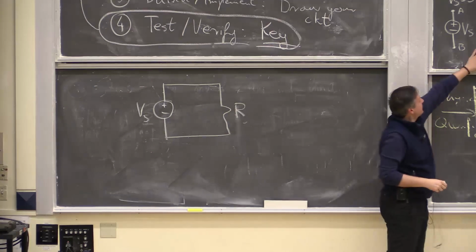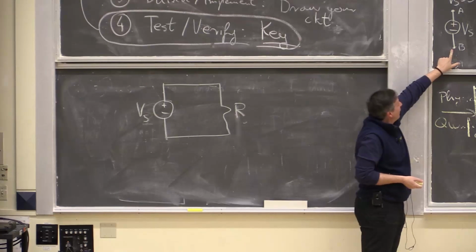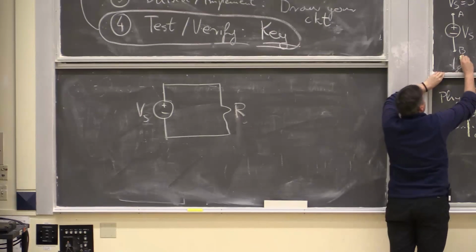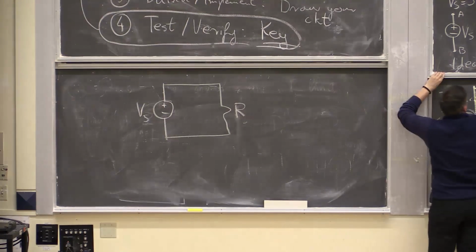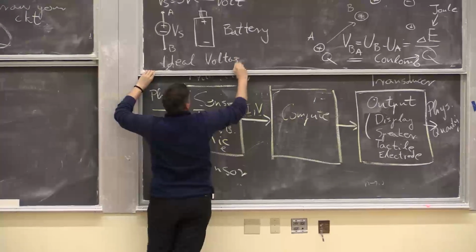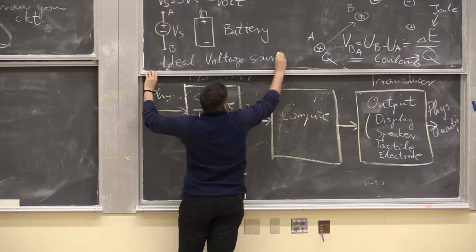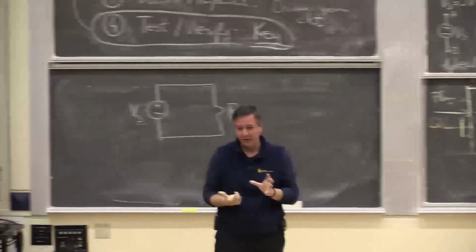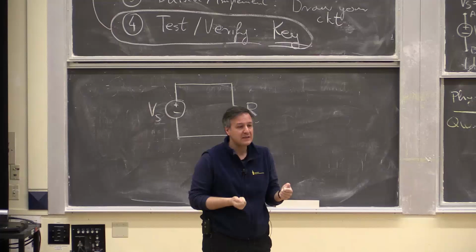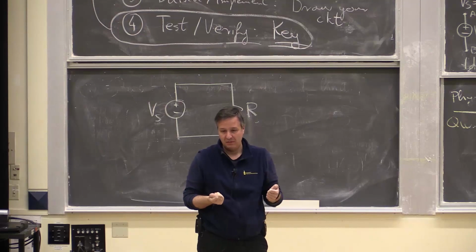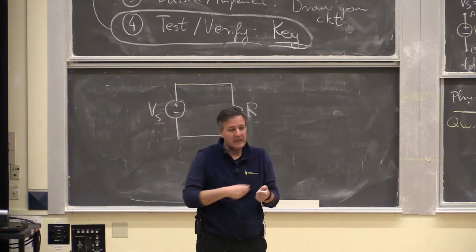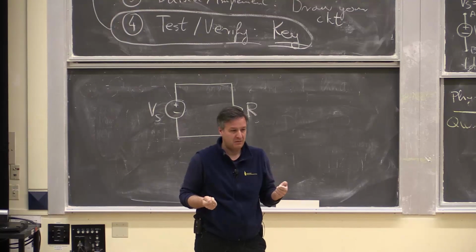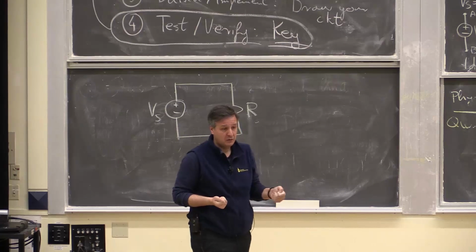When I draw it like this, it's called an ideal voltage source. That means I'm assuming that this battery will give me a voltage Vs at any cost. What does cost mean? I could be draining as much current from it and it will still keep giving me the voltage Vs. It's very important, as you'll see later.